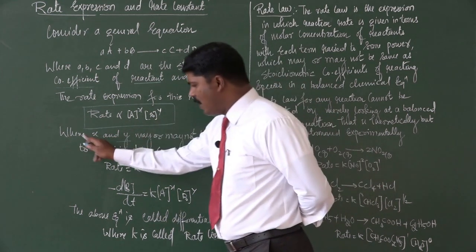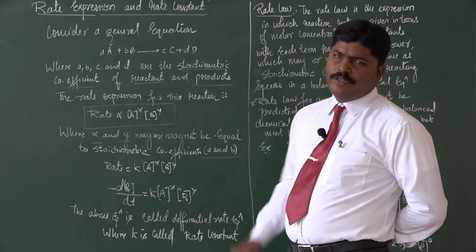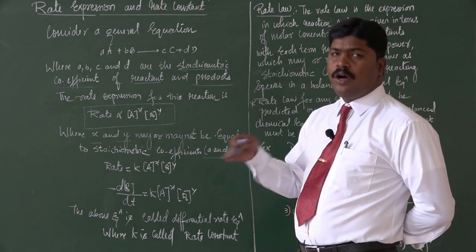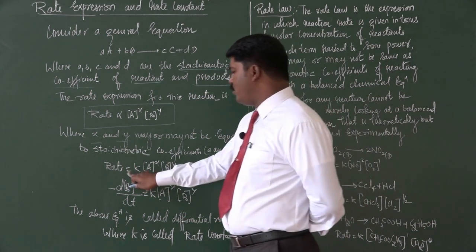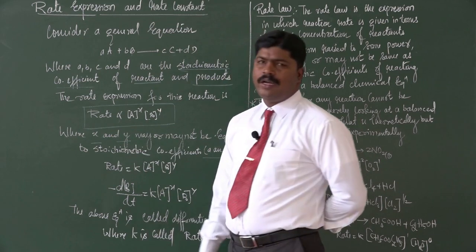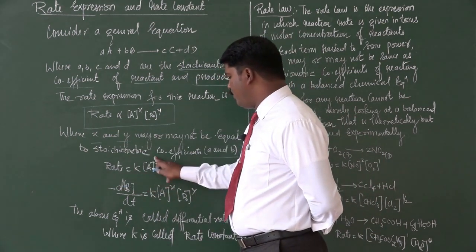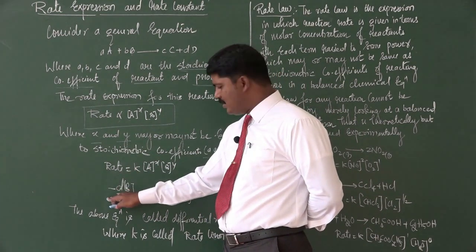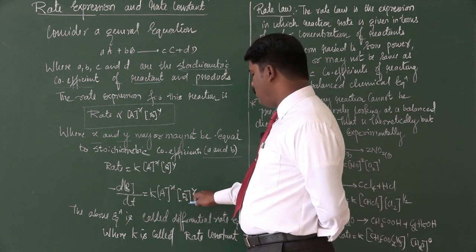So, the statement said where x and y may or may not be equal to the stoichiometric coefficients. The stoichiometric coefficients are a and b. They may be equal or may not be equal. Further, we say the rate is proportional to this, and whenever I remove the proportionality, I must retain a constant called k. Thus rate is equal to k, [A] to the power of x and [B] to the power of y. Now, the rate of a reactant is always minus d[R] by dt is equal to k, [A] to the power of x and [B] to the power of y.